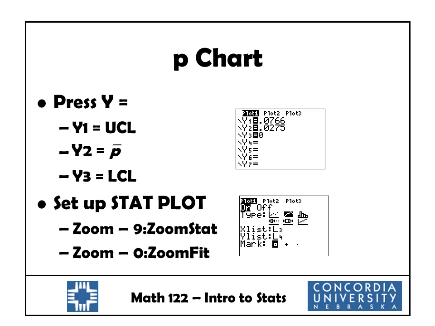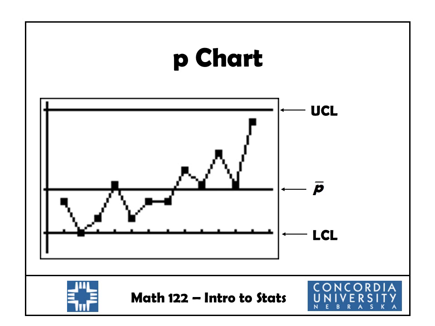Once you've done that, hit Zoom 9 for ZoomStat, and then you will get a graph, but it may not all completely fit on the screen. So to get it to fit better, hit Zoom 0 for ZoomFit, and when you're all done with that, you should get a screen that resembles this. We see 3 horizontal lines. The top one is the upper control limit, the middle one is the center line at P bar, and the lower line, which is the same as the x-axis, is the lower control limit. And then we see our plots of the sample proportions. The horizontal axis there is sample numbers, the vertical axis is sample proportions, and this is what we call our P-chart.